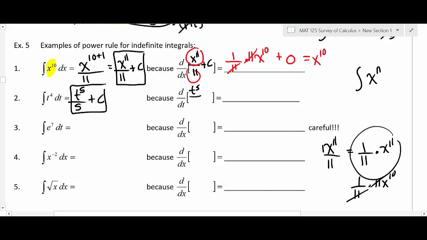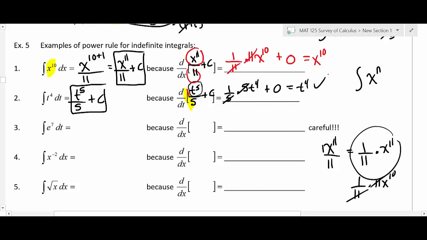So if you're doing the derivative of t to the 5th over 5 plus c, again, the 1/5, this part right here, is what you want to make sure you understand. This part is a constant. So you would have 1/5 times, and then what's the derivative of t to the 5th? 5t to the 4th. The derivative of the constant is always 0. The 5's cross out, so you're back to the beginning. So you're right.